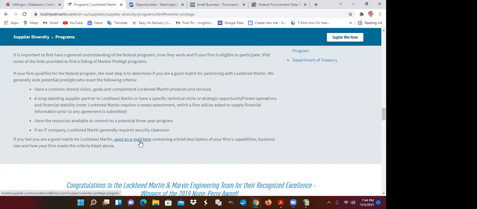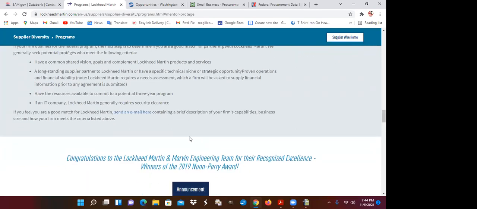That's where you're going to send your introductory email letter about your company, containing a brief description of your firm's capabilities, business size, and how your firm meets the criteria listed above. When doing business with any of these particular companies, you're going to introduce yourself to them, let them know that you're interested in becoming a protege and having them as your mentor. Send them that brief description, attach your capability statement, and then they're going to call you. They're going to hit you back.